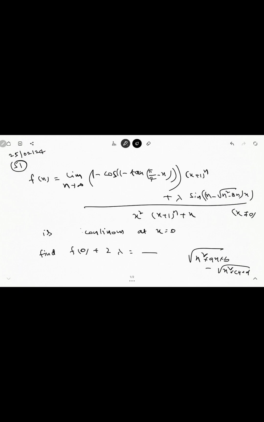Okay. 51st problem. f of x is equal to limit n tends to infinity of [1 minus cos of (1 minus tan of (pi by 4 minus x))] into (x plus 1) power n plus lambda into sine of (n minus root of (n square minus 8n)) x, whole by x square into (x plus 1) power n plus x, whenever x not equal to 0. It is continuous at x equal to 0. Then find the value of f of 0 plus 2 lambda. Integer type model.